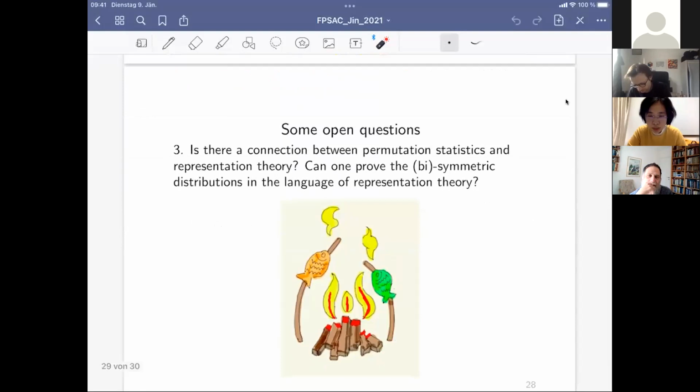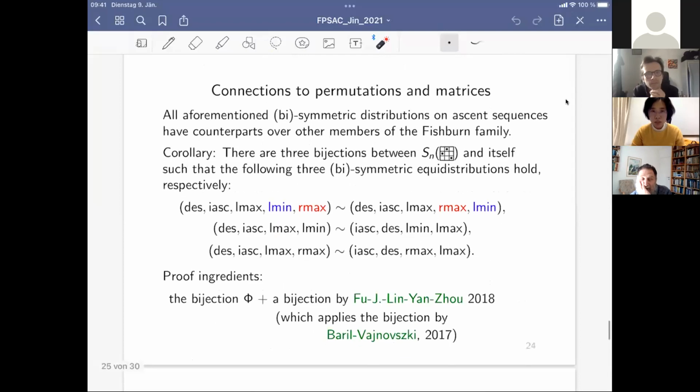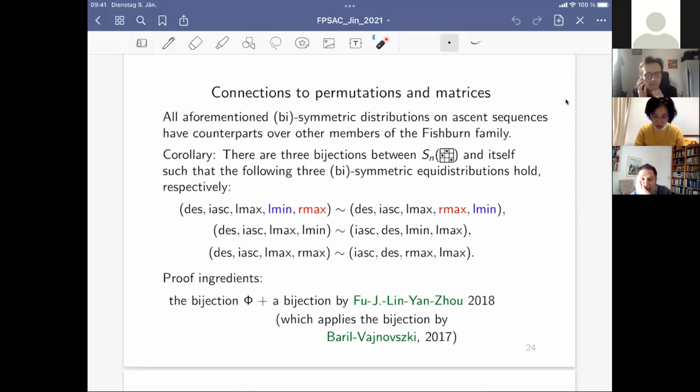Because ascent sequences form a subset of inversion sequences, and inversion sequences are in bijection with permutations. I'm not an expert on representation theory. I just wonder if there is something on the symmetric group, and all our symmetric results can also be true on this subclass of the permutations. So I wonder if there's something beyond this to see these symmetric properties.